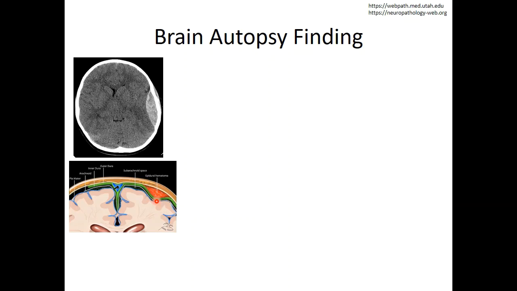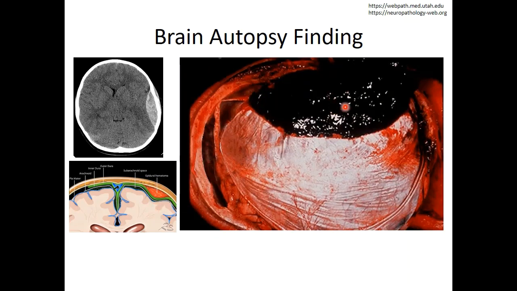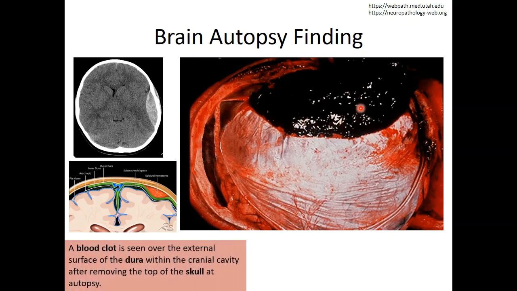This is another picture showing the epidural hematoma, which is diagrammatically represented here. On the other hand, this is an autopsy finding of a case where the blood clot is seen over the external surface of the dura within the cranial cavity after removing the top of the skull. Okay, so this is the autopsy finding where the top of the skull has been removed and there is a characteristic hematoma that is seen on the external surface of the dura.